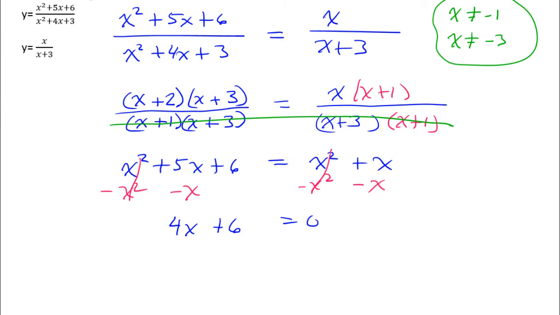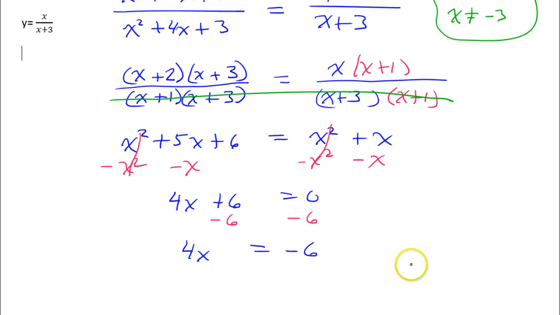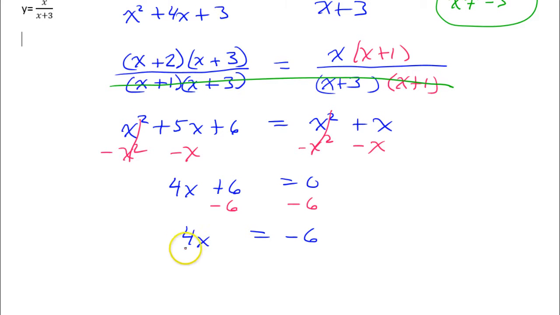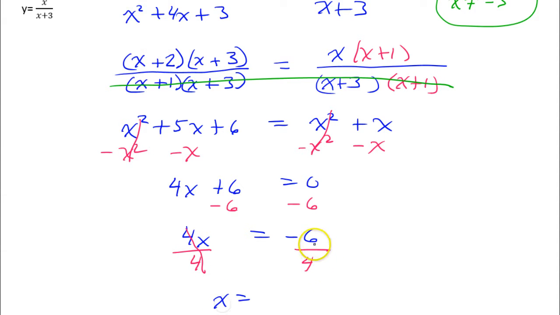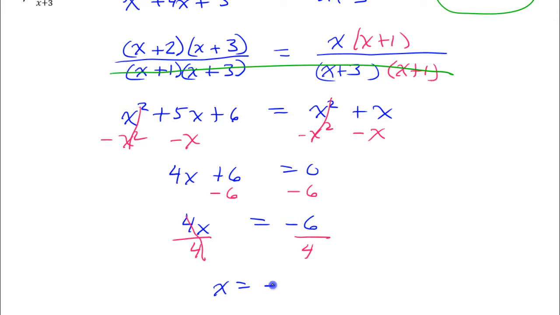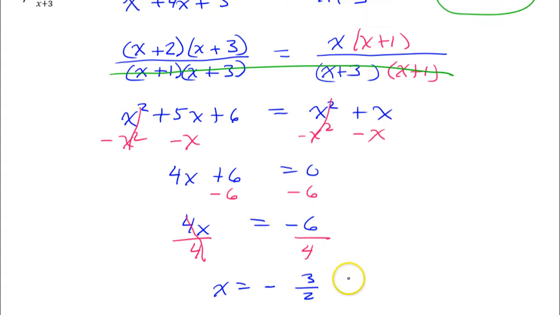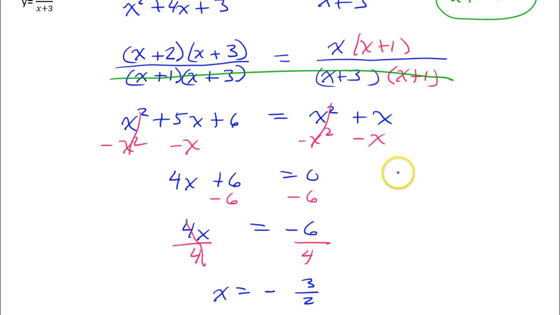Subtracting 6 from both sides, it gives me 4x equals negative 6. Alright, dividing both sides by 4 gives me x equals, I'm just going to reduce this, dividing by 2, negative 3 over 2. So this is my only x value. Okay, but I need the y value that goes with this. So basically I know my solution is going to be negative 3 over 2 comma something. I just need that y value.